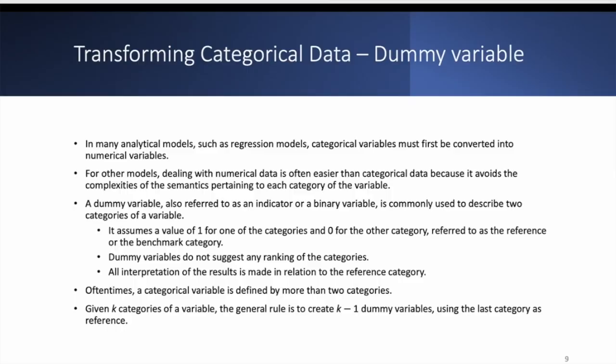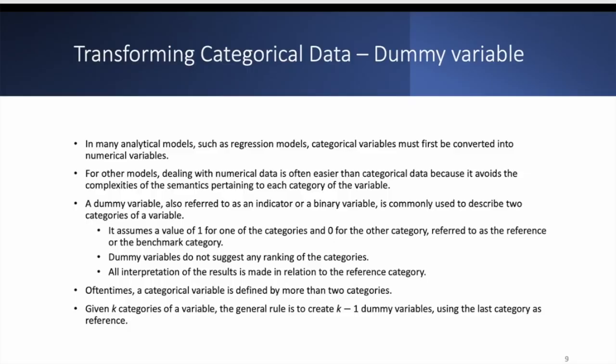Most of the time, a categorical variable is defined by more than 2 categories. We can have 3 or 4. For instance, the mode of transportation used to commute may be described by three categories: public transportation, driving alone, and carpooling. So in this case, we have K categories, three categories. How many dummy variables are we going to create in this case? We're going to create 2.